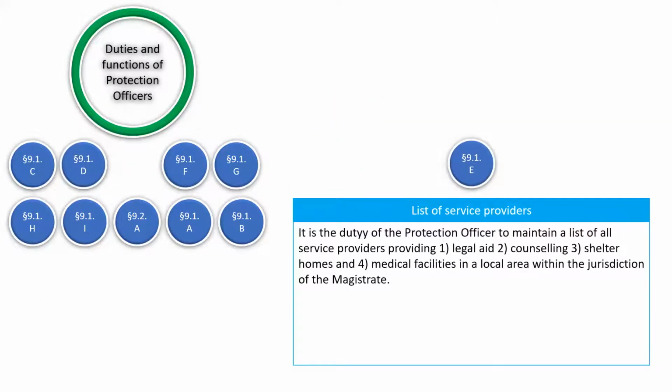It is the duty of the protection officer to maintain a list of all service providers providing 1. Legal aid, 2. Counseling, 3. Shelter homes, and 4. Medical facilities in a local area within the jurisdiction of the magistrate.